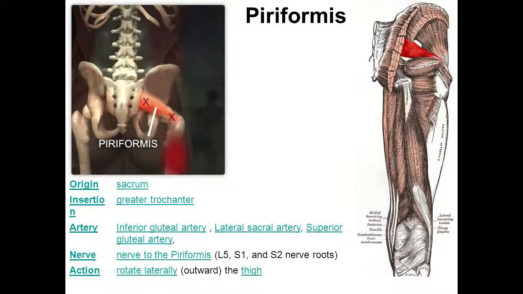The piriformis. Origin is the sacrum. Its insertion is the greater trochanter of the femur, and it rotates laterally the acetabulofemoral, which is the thigh joints.